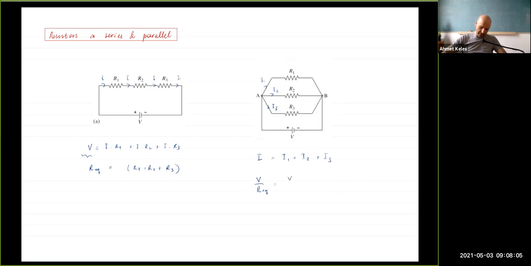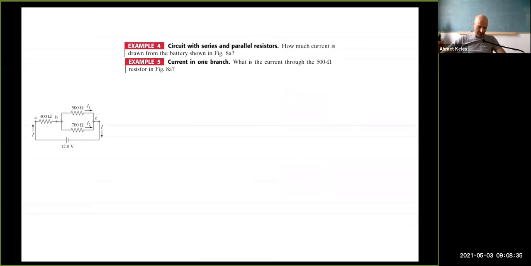That's the nice thing about parallel connections. So this is going to be V over R1 plus V over R2 plus V over R3. From here you can see R equivalent is equal to (1 over R1 plus 1 over R2 plus 1 over R3) to the minus 1. Okay. Simple stuff. So let's solve an exercise and see how this works.